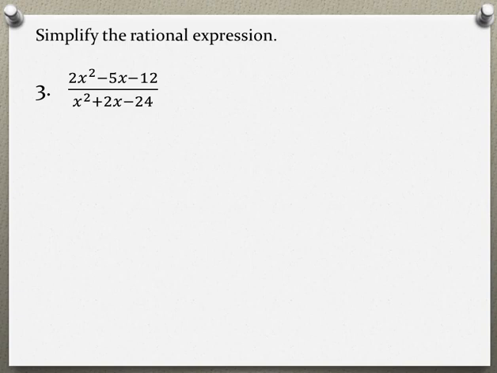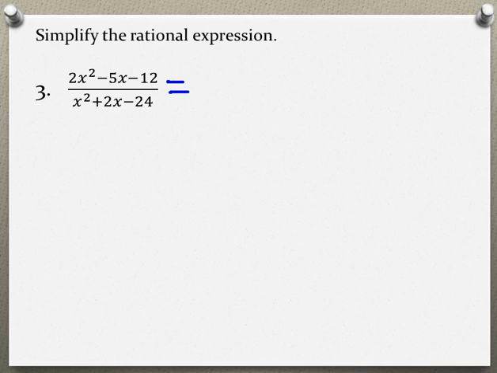To simplify the rational expression, we need to factor the numerator and the denominator and check for common factors that we can cancel out. So let's start with the numerator. We always check for a GCF. There is no GCF to factor out in the numerator.